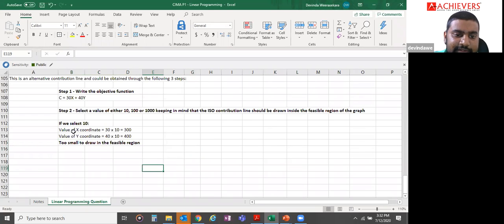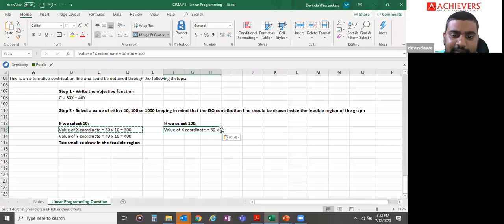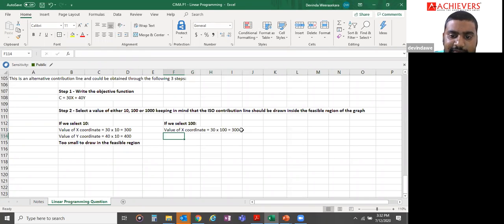So 10 is gone now. Now, if we select 100, what will happen, guys? The value of the X coordinate will be how much? 30 into 100, 3000.